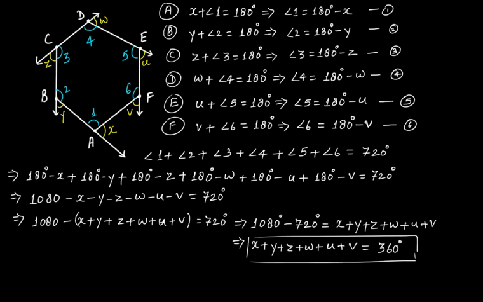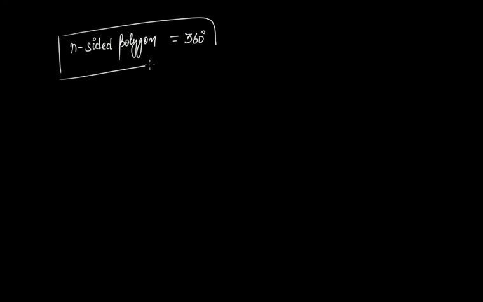It means that it doesn't matter what polygon it is, whether it is 11-sided, 20-sided, or any n-sided polygon, the sum of the external angles will always be equal to 360 degrees. For any n-sided polygon, the sum of the external angles will be equal to 360 degrees.